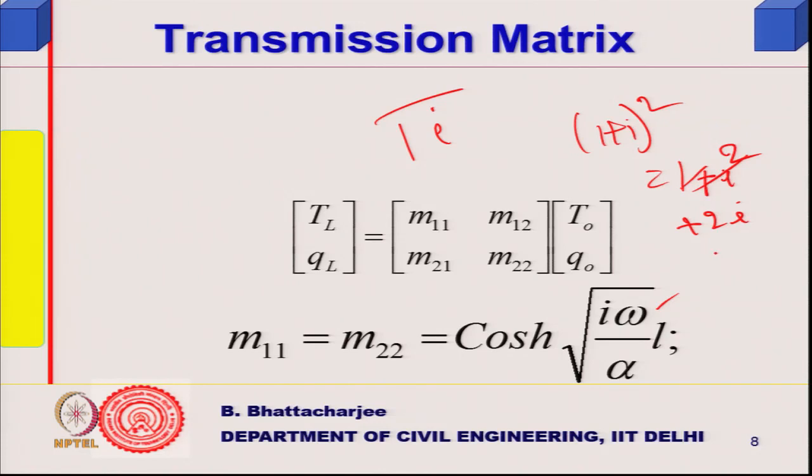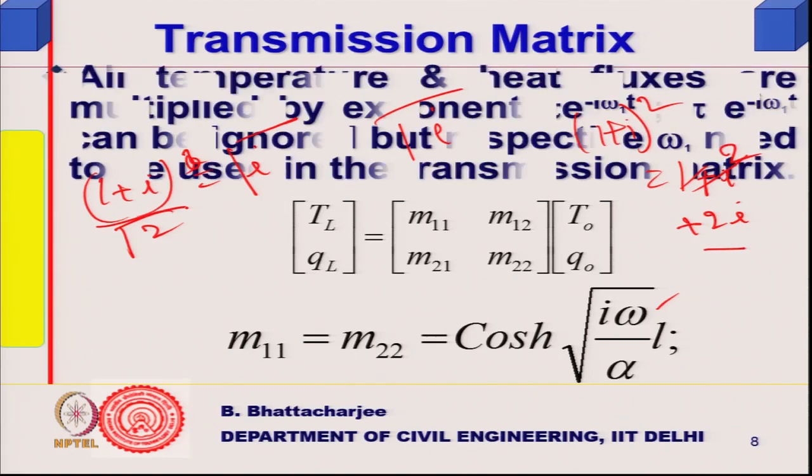So, 2i is equal to (1 plus i) squared. So, (1 plus i) squared by 2 is equal to i. So, root i is nothing but (1 plus i) by root 2, that is, (1 plus i) to the power half. So, we make use of this and do this exercise.